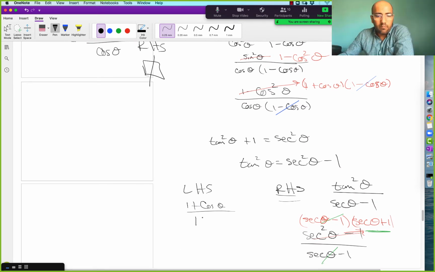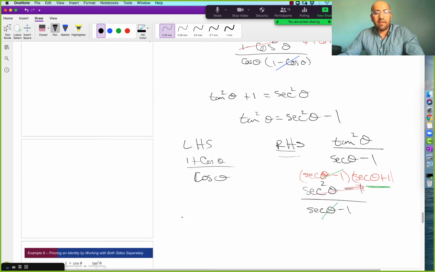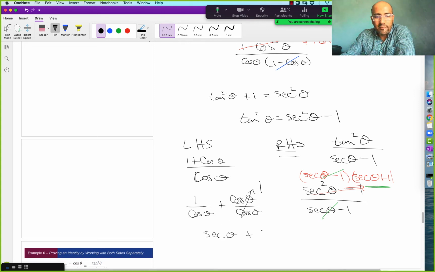1 plus cosine of theta divided by cosine of theta was the left-hand side, so we can simplify this to be 1 over cosine of theta plus cosine of theta over cosine of theta. That gives you a 1, and this gives you secant of theta plus 1 on the left-hand side. So we can see how this is equivalent to this, and we can see our path toward our proof.